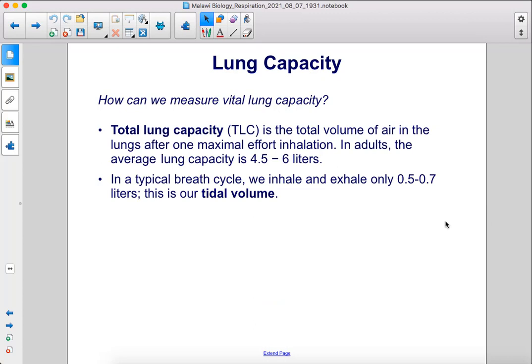How can we measure vital lung capacity? Total lung capacity, or TLC, is the total volume of air in the lungs after 1 maximal effort inhalation. In adults, the average lung capacity is 4.5 to 6 liters. In a typical breath cycle, we inhale and exhale only 0.5 to 0.7 liters. This is our tidal volume.